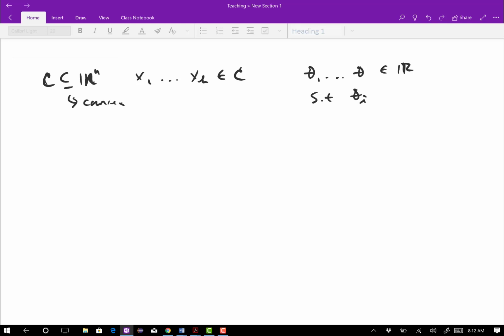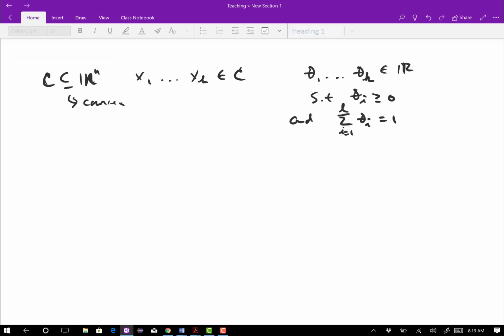Let me write this a little better. Theta k, such that each one of them, so we'll say theta i, is greater than or equal to 0, and also the sum of all the thetas, theta 1, let's write it this way, just to be more compact. So sum of i going from 1 to k, theta i is equal to 1. All the thetas sum up to 1.